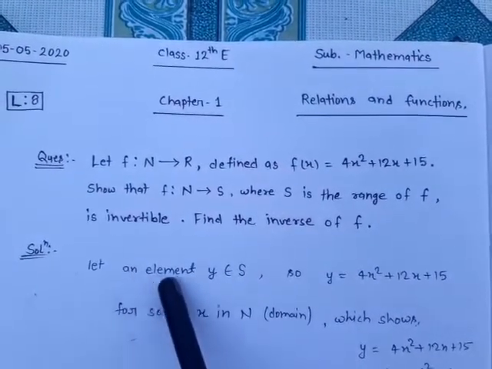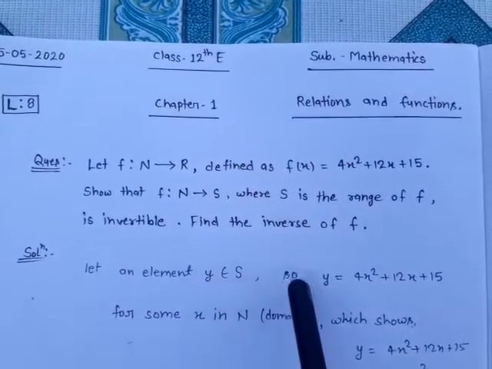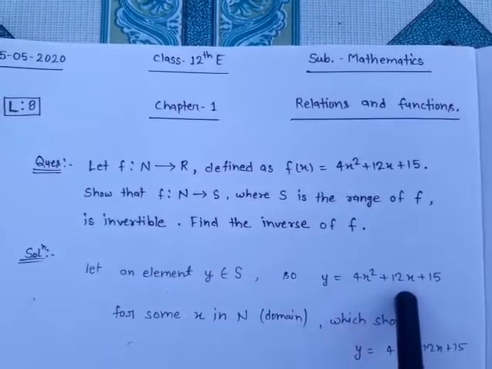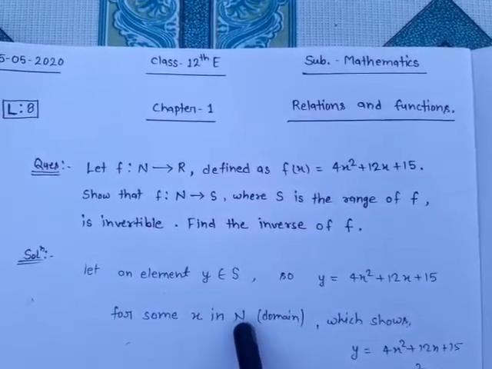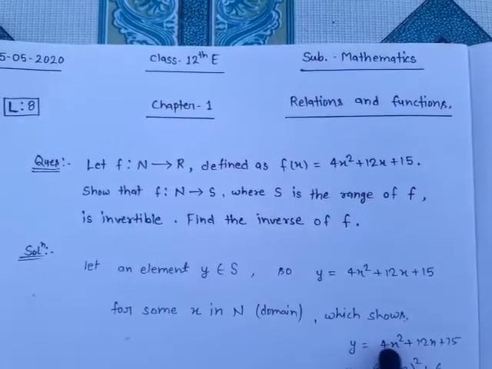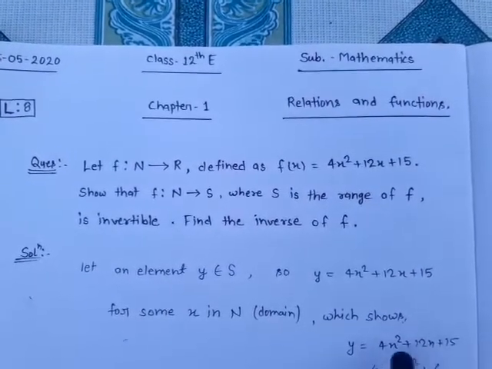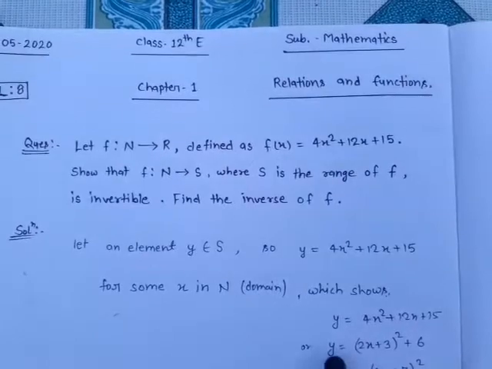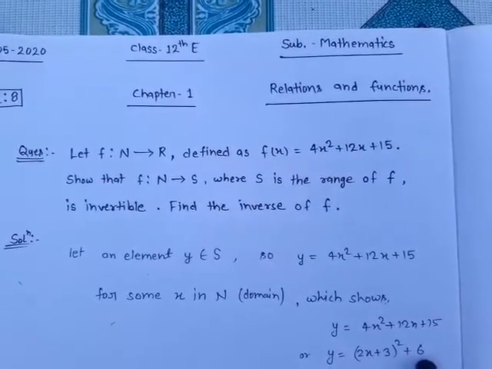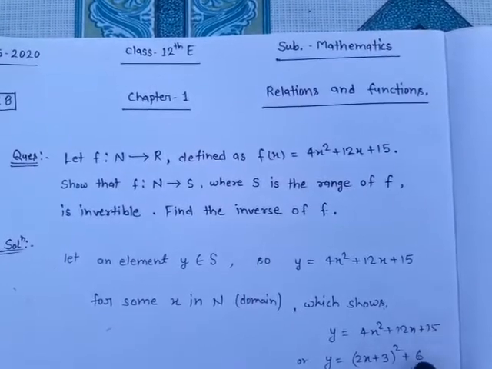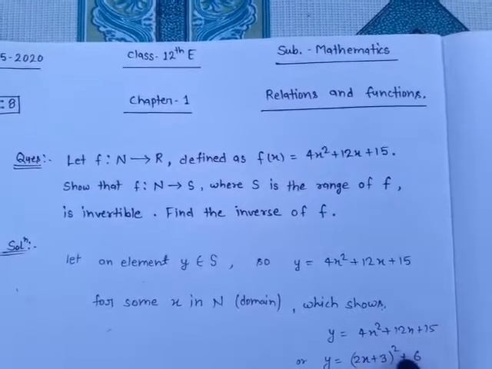Now let an element y belong to S, so y = 4x² + 12x + 15 for some element x in domain N. This can also be written in this form: y = (2x + 3)² + 6. Why do we convert this into this form?